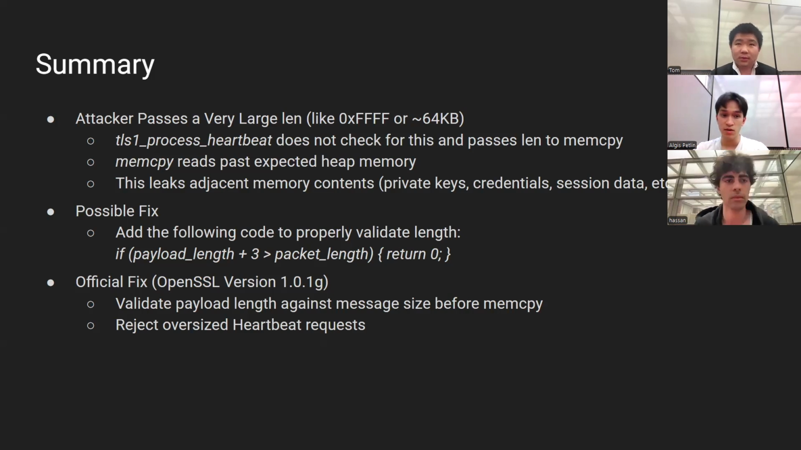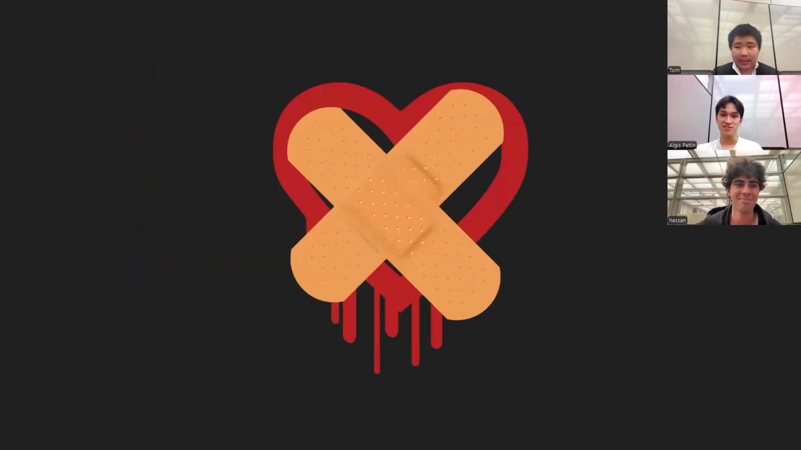A possible fix that we found for this is just doing a very simple check: if the payload length plus 3 is greater than the packet length, then return 0, right? Fail. The official fix does pretty much exactly this. It validates the payload length against the message size before memcpy and rejects the oversized heartbeat requests. So basically, it's been patched.